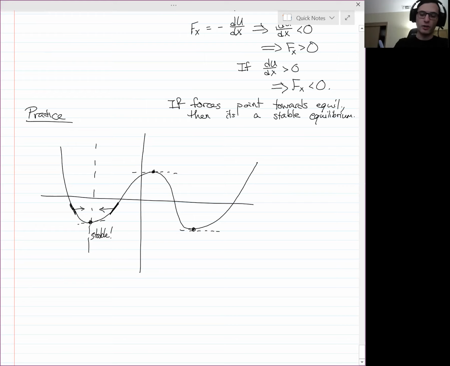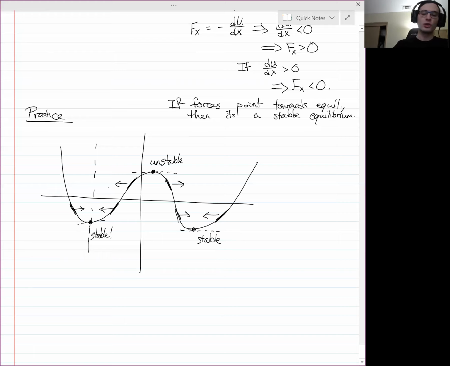For this point, well, the force over here, the slope is positive, so the force points to the left. Force over here, the slope is negative, so it points to the right. So this is an unstable equilibrium. And then we can do the same thing again here. We have a force that way and a force that way, so this is a stable equilibrium. You'll find that minima are always stable, maxima are always unstable.